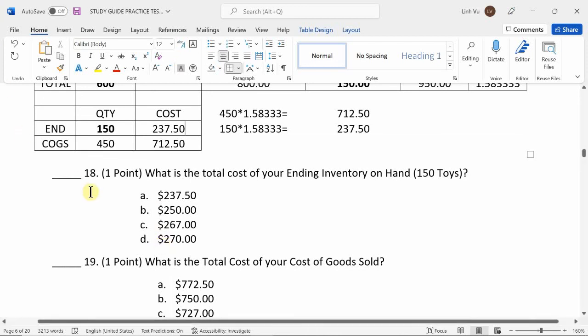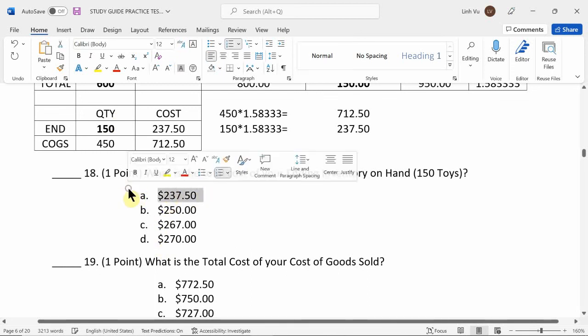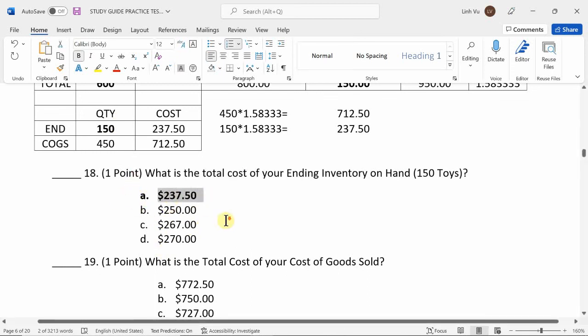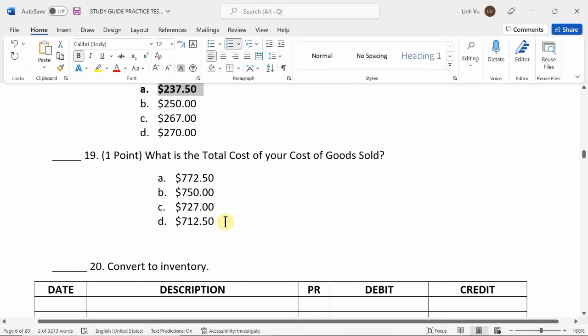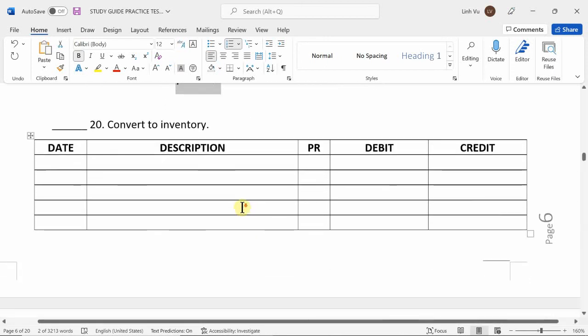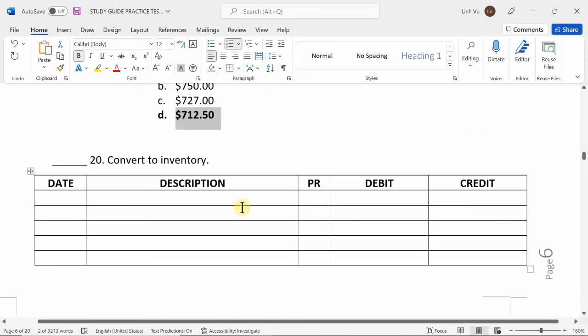All right, so in this case, number 18: what is the total cost of your ending inventory on hand? A. Okay. And then number 19, what is the total cost of your cost of goods sold? B. D. Yeah, sorry. I was looking for the answer. Okay. And then, of course, now it's asking you to also do a conversion entry.